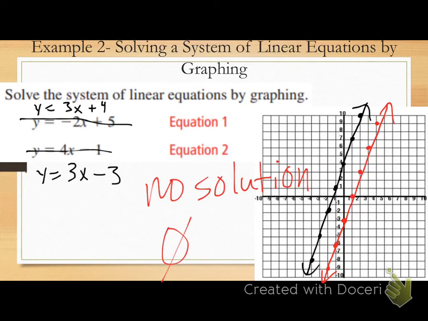Okay? Does that make sense, though, as to why it's not a solution? There is not a solution. These lines are never going to touch, so there's not a solution to this system of equations. There's an infinite number of solutions to each line separately, but together as a system, there's not a solution at all. Everyone good with that? Okay, one more.